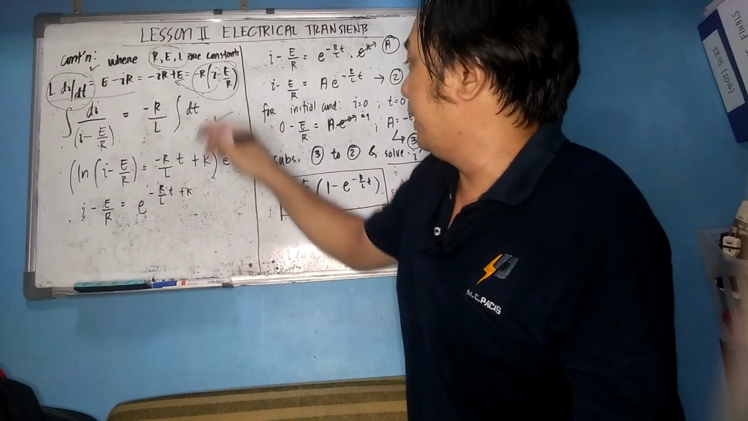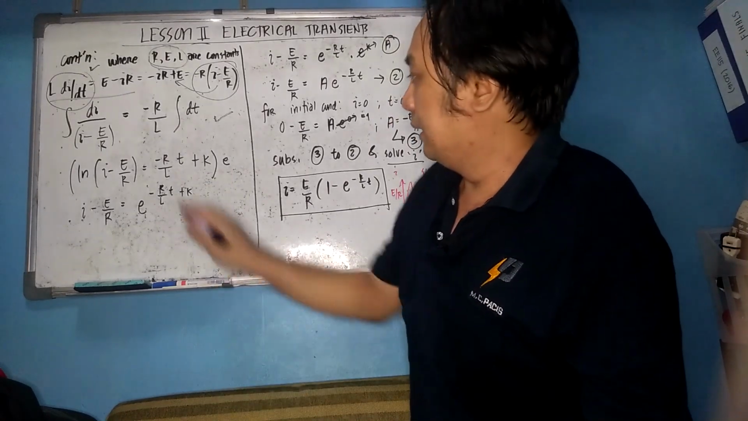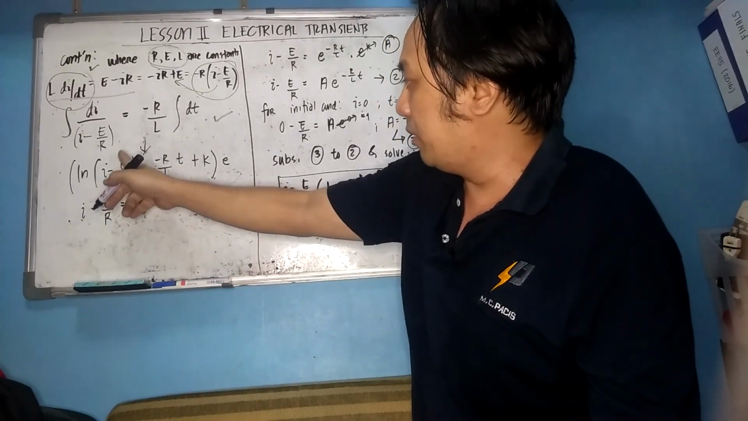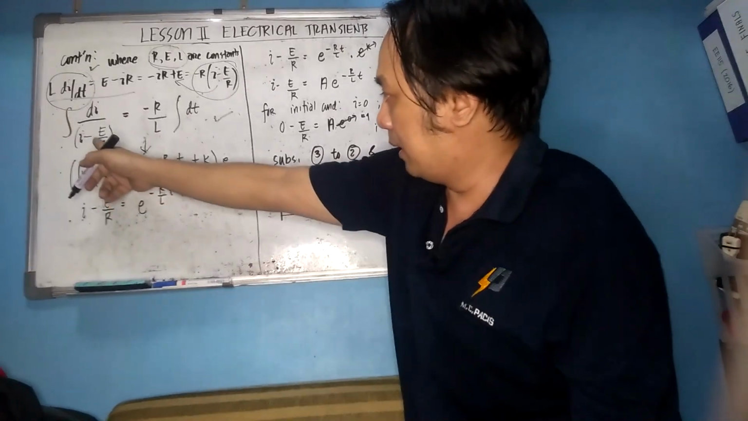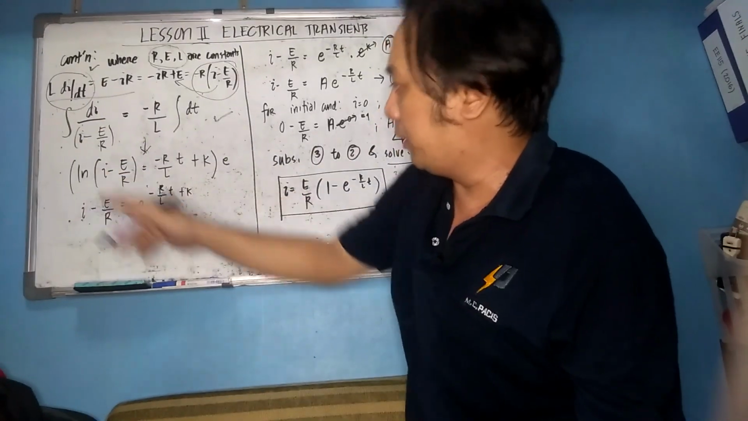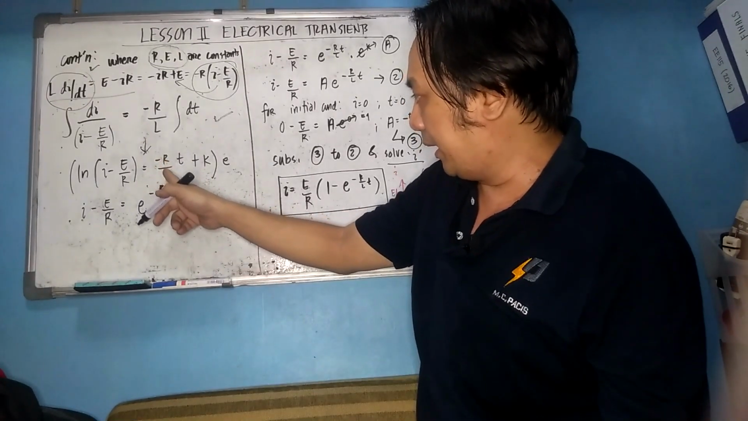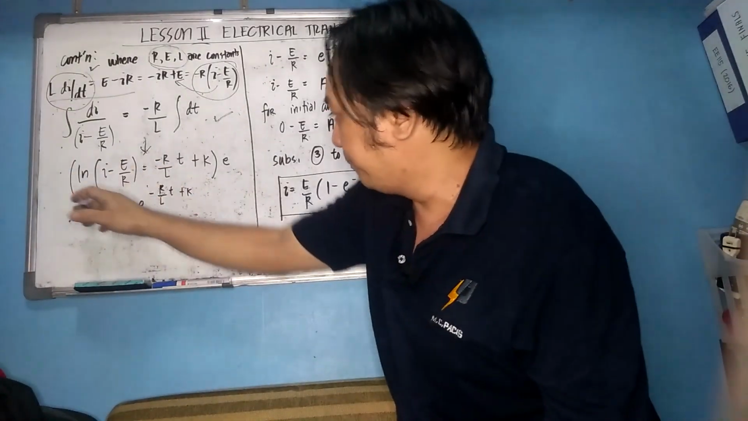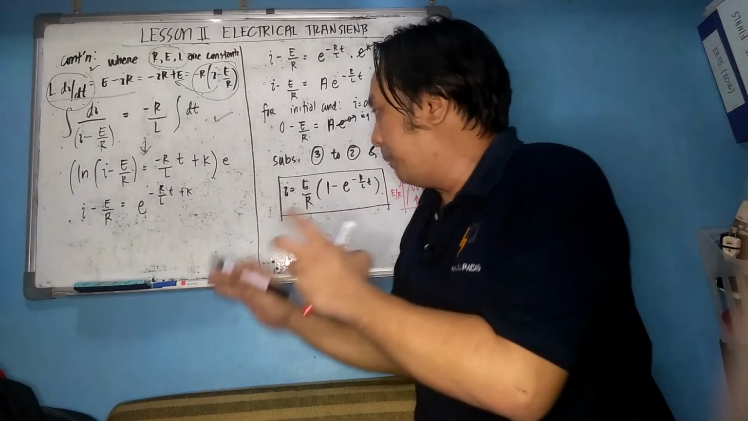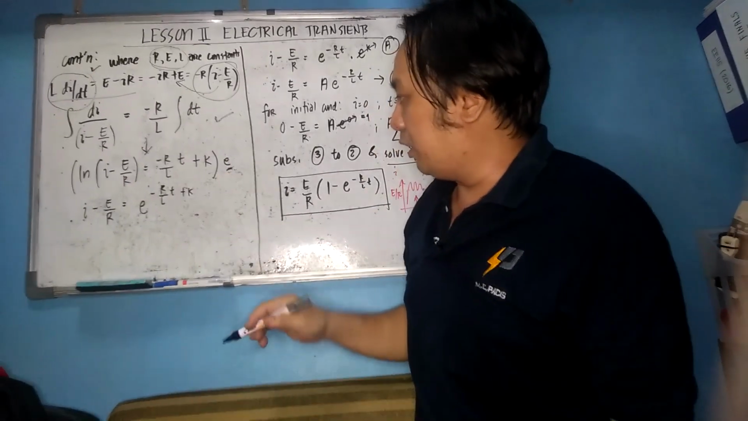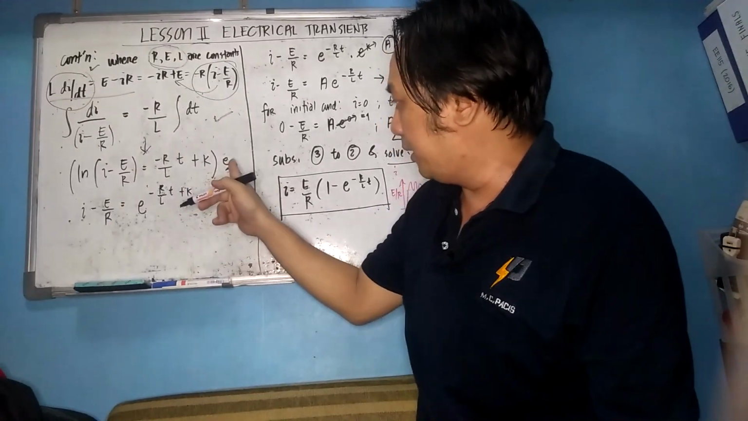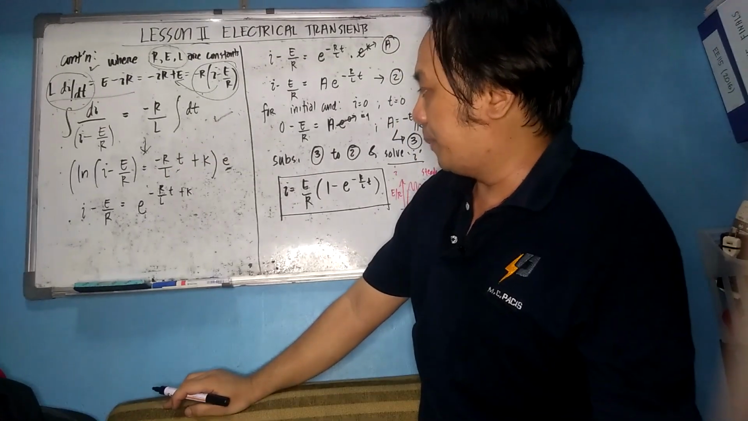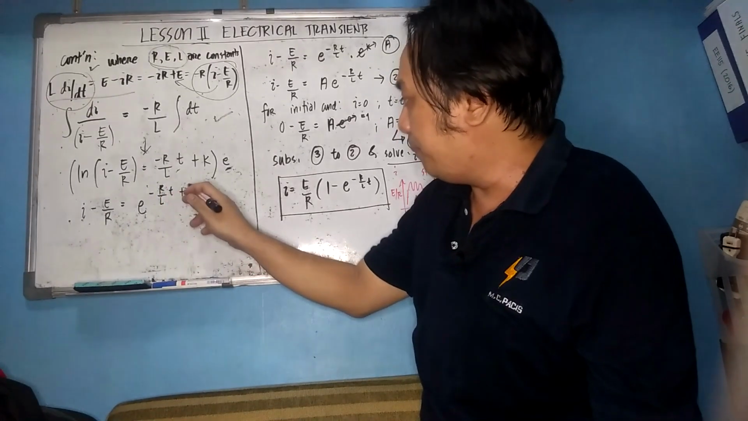Now we can simplify this further by integration. The result will be this one, ln of I minus E all over R, because di all over I minus E all over R, when you integrate it, it will become ln U, is equal to negative R over L times T plus K. And then this equation must be raised to E, so that it can simplify further. Ln E is equal to 1, and then E will raise this expression here, negative R over L times T plus K.